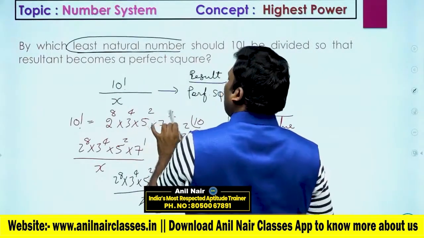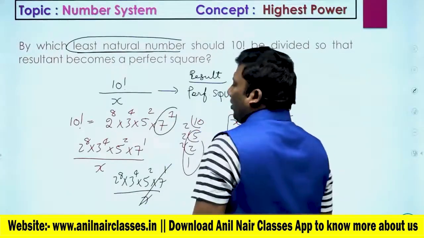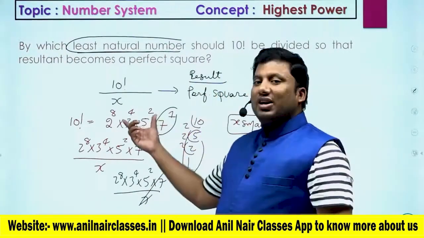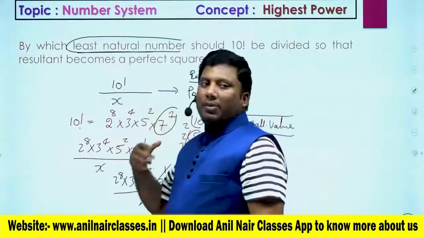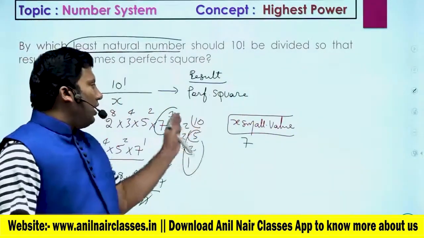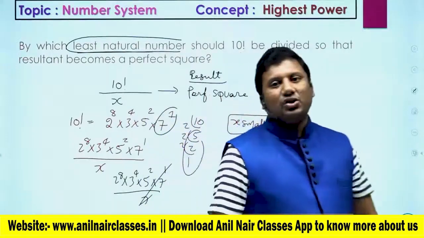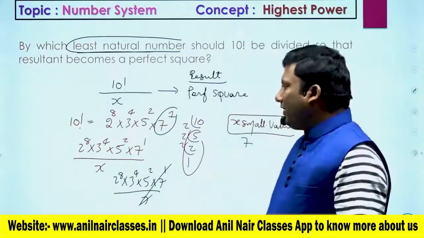Perfect square power should be an even number. 7 power 1. So even if the question is by which least natural number this should be multiplied, if I multiply by another 7, I will get 7 into 7, 49. It is a perfect square.